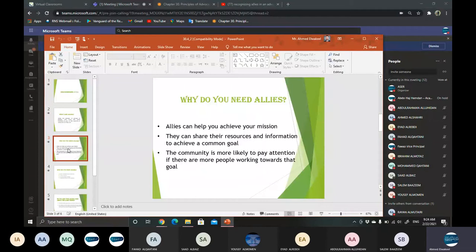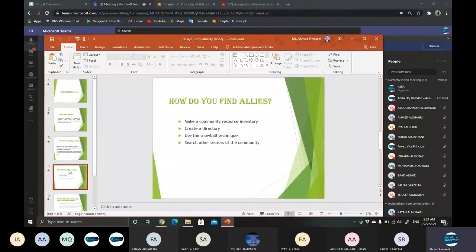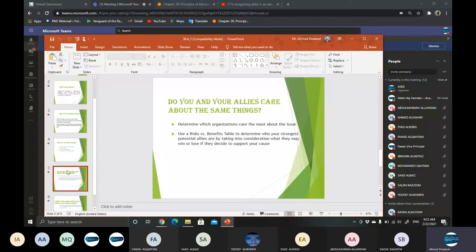How can we find them? We have many, many ways. Number one, by the resource inventory. If your advocacy is concerned with a health problem, you will find out that health organizations, especially for cardiac and breathing, etc., will be very interested in your campaign. Making a directory or using the snowball technique, both of them will make us ask the people in our own group about the potential allies that can join our group, and search for other sectors. This, of course, will enable you to know more and more about the potential allies and the community.